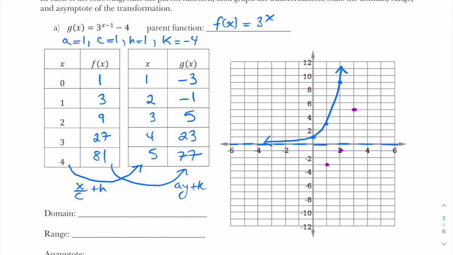And once again, only plot the points that you have room for. To help us out here, we should sketch the asymptote. Recognize that we had a k value of negative 4. This means everything is moved 4 units down. That includes the horizontal asymptote as well.